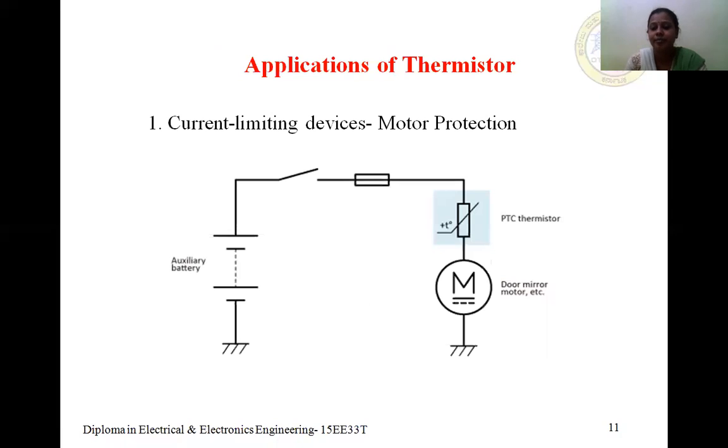Next, coming to the applications of the thermistor. Let me see the applications one by one. The first one is current limiting devices. It is used as a current limiting device for motor protection. Here you can see a motor. So here we are using a positive temperature coefficient thermistor in order to protect the motor.